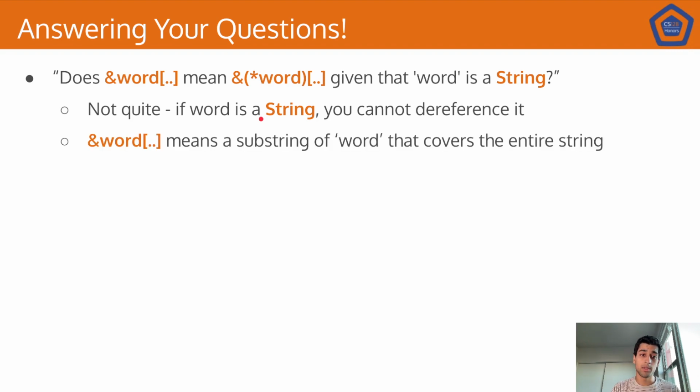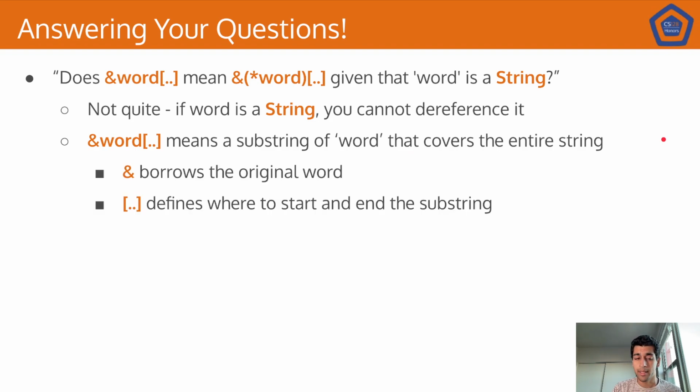On the other hand, when you have this syntax, ampersand, word, and then slice, this means take a substring of word that covers the entire string. So once again, ampersand borrows the original word, and then the bracket notation defines where to start and end the substring. So you cannot dereference word if word is simply a string. You can only dereference word if word is a mutable reference to a string. So slight distinction there. We'll be going over more about dereferencing in today's lecture.